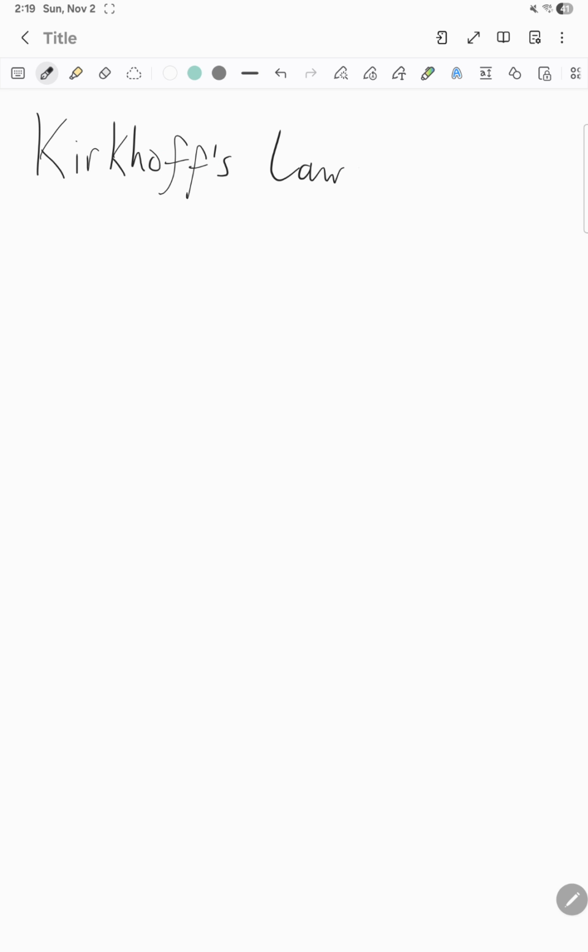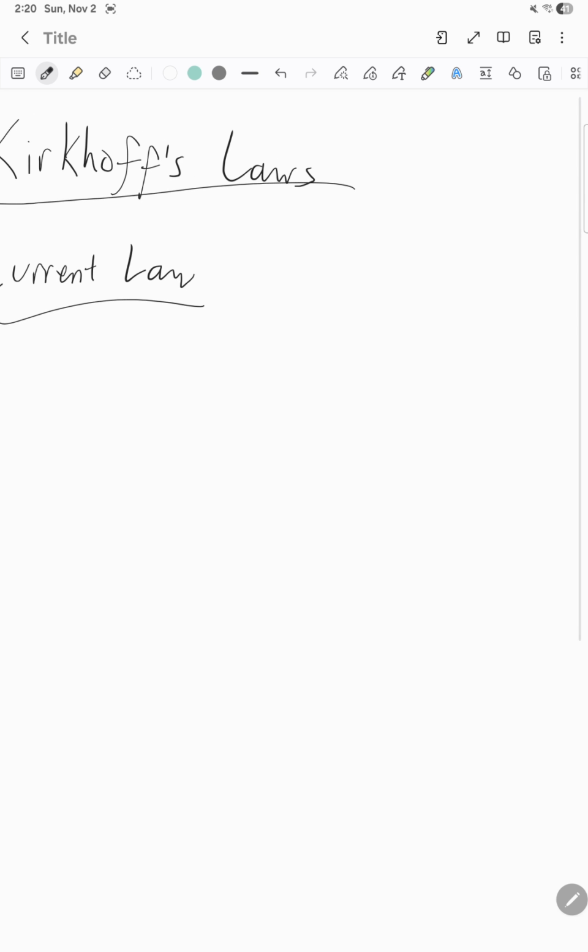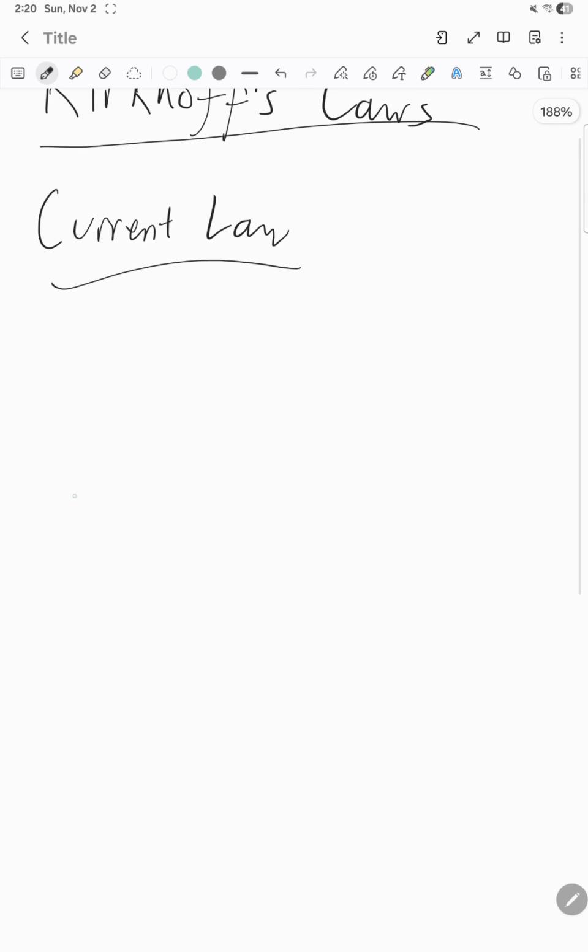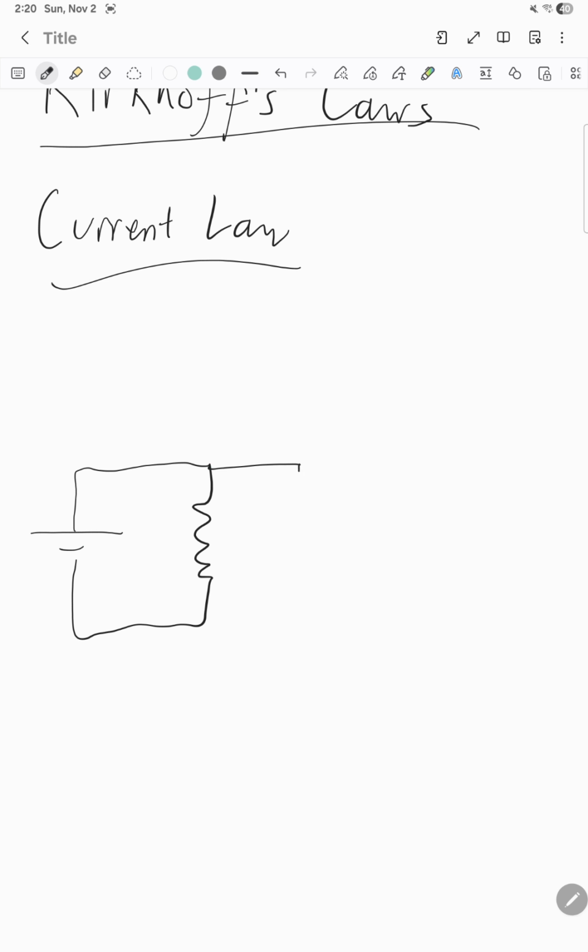Now let's go on to something new, which is Kirchhoff's law. Kirchhoff's laws, actually, because there are two rules, if you will. The first law of Kirchhoff is Kirchhoff's current law. The way the current law works is that we have a junction, a joint in a circuit. We have a source here, and then let's say you have something like this, and something like this, and we have a joint here.